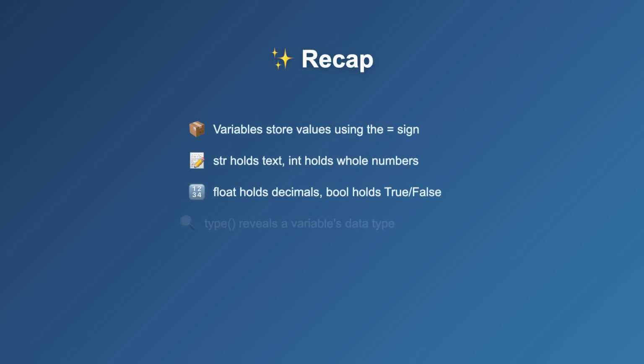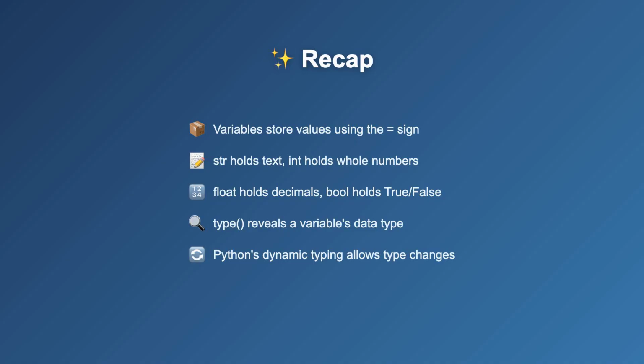Let us recap what we learned. Variables store values with the equals sign. Python has 4 basic types: strings, integers, floats, and booleans. Use the type function to check a variable type. And dynamic typing in Python lets variables change types.